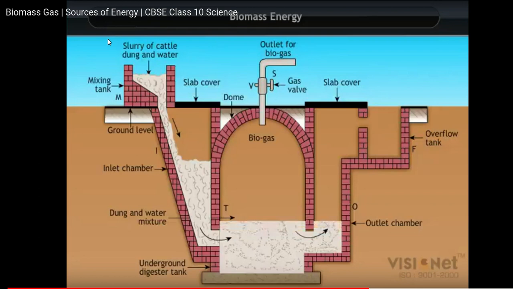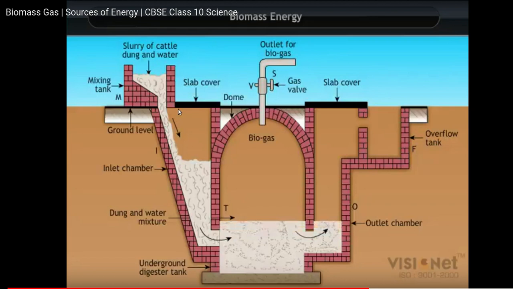It's not always just cow dung. It can also be all kinds of waste. We mix it with water, and that mixture with water is called a slurry. We mix that in this mixing tank, and then it falls into this inlet chamber.